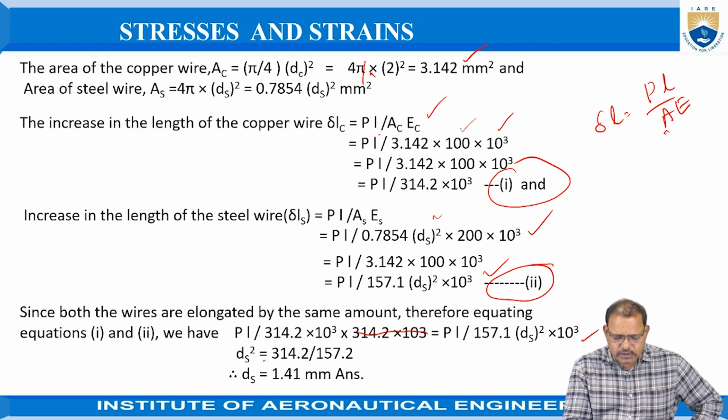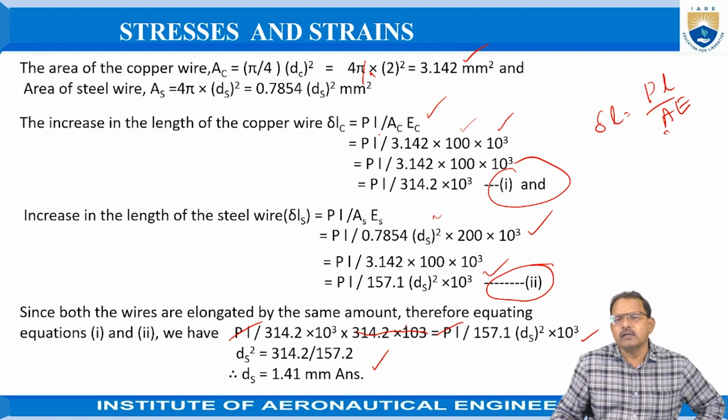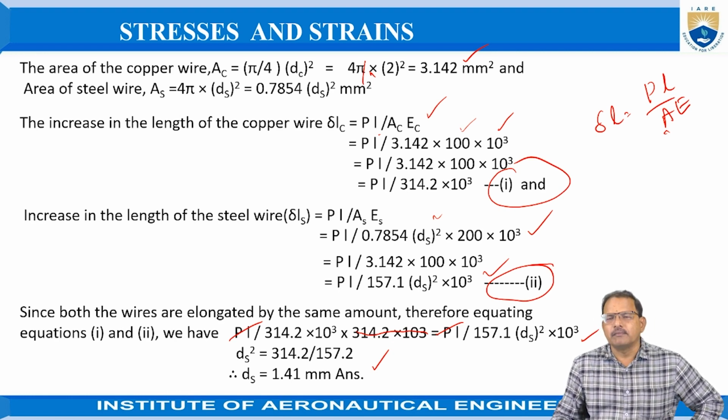So from this relationship, PL is common on both sides, so it gets cancelled. So from this relation we get ds square is equal to 314.2 divided by 157.2. From this relationship we get ds is equal to 1.41 mm.